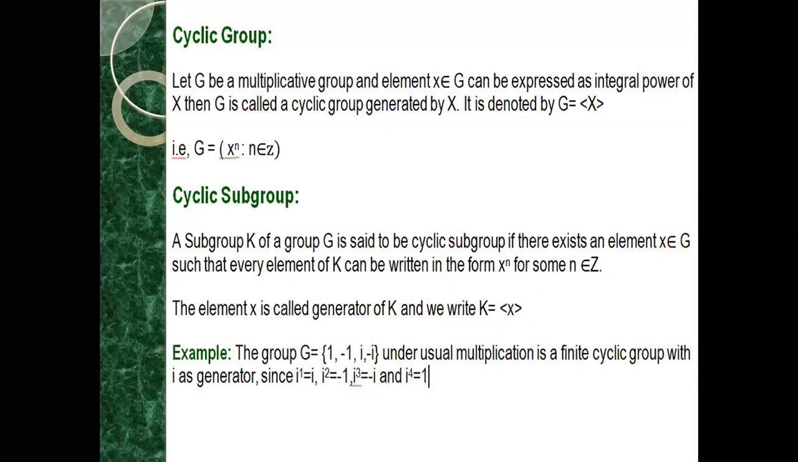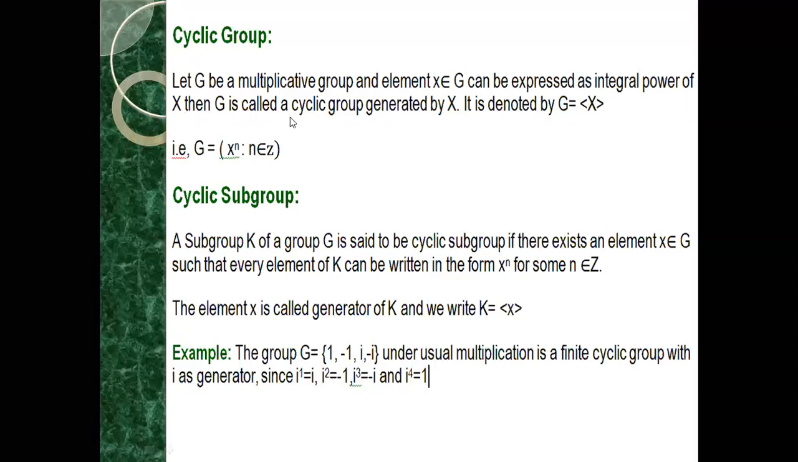Cyclic group generated by x. It is denoted by G is equal to generator of x. The symbol is called here generator of x. So what is a cyclic group? Let G be a multiplicative group, meaning G is a group with binary operation multiplication, and an element x belongs to G. So x be an element of a group G can be expressed as an integral power of x. That is x power n, x into x into x. So integral power of x.